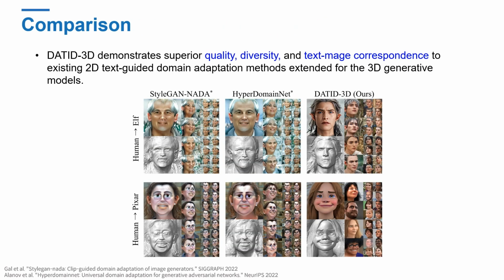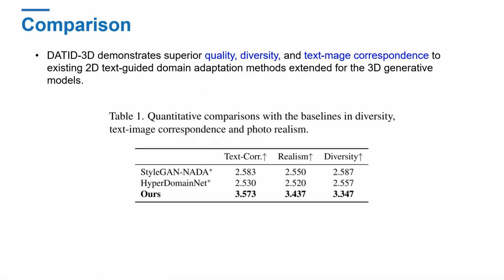We compared the results of DATID-3D with existing 2D text-guided domain adaptation methods extended for the 3D generative models, and DATID-3D demonstrates superior quality, diversity, and text-image correspondence to the baselines. Also, the results of a user study using the mean opinion score for text correspondence, photorealism, and diversity demonstrated the best performance of our method across all categories.